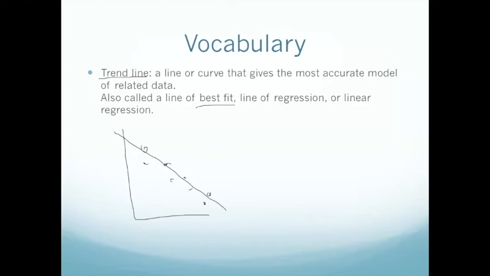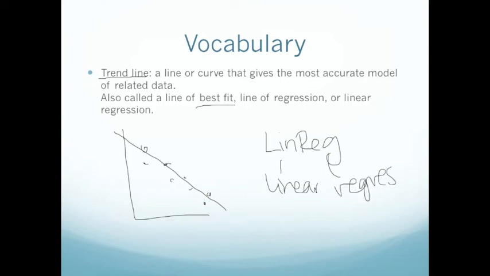The reason in your calculator it's called a linreg is that it's a linear, or line-shaped, regression. It's finding the linear equation, y equals mx plus b, or ax plus b, as the calculator says, that fits between those points. So when I say a linear regression, a line of best fit, a trend line, they're all the same thing.